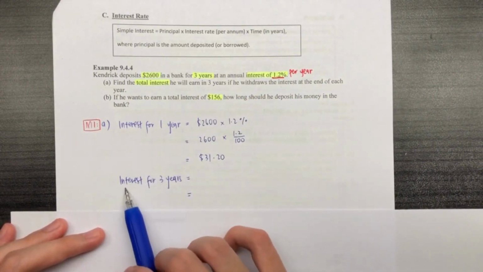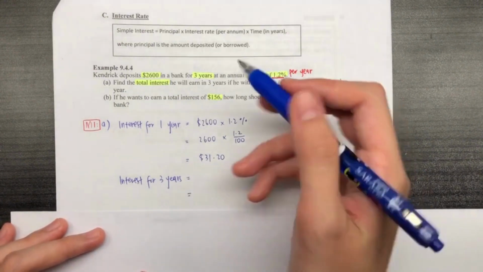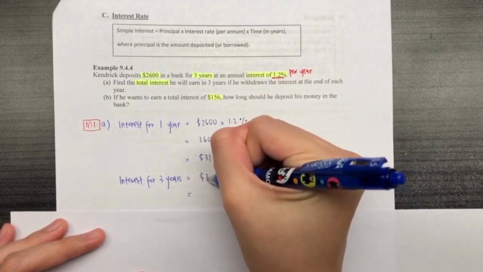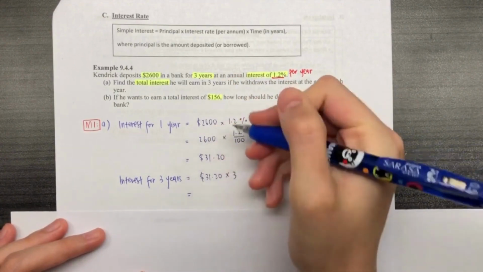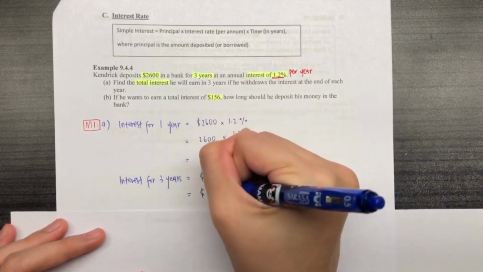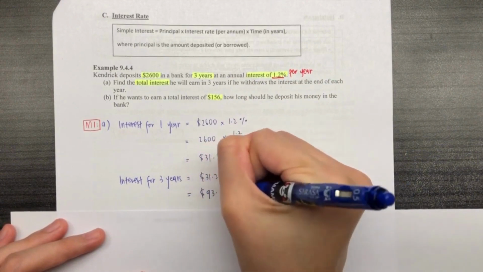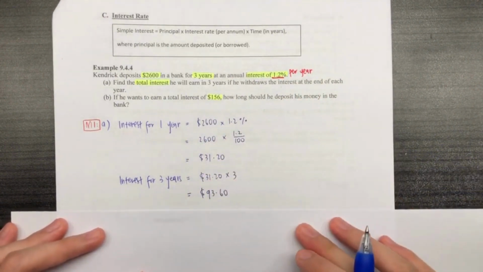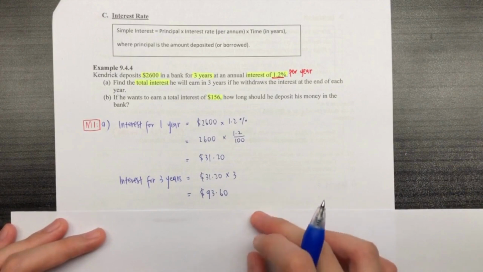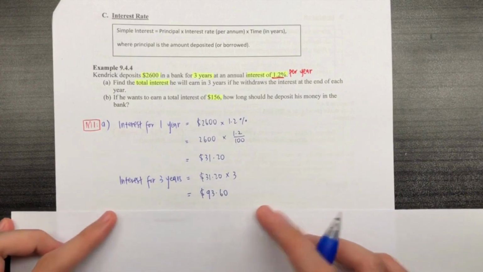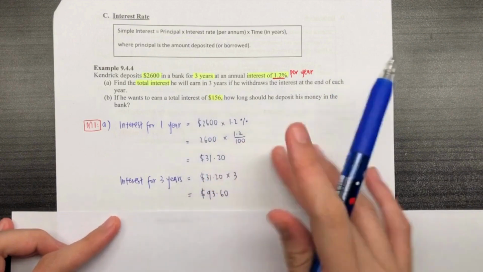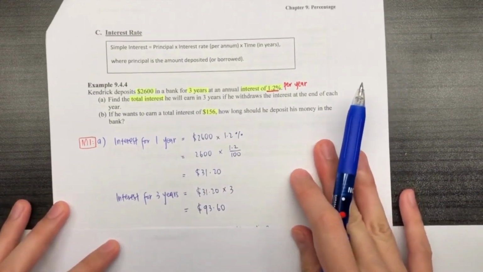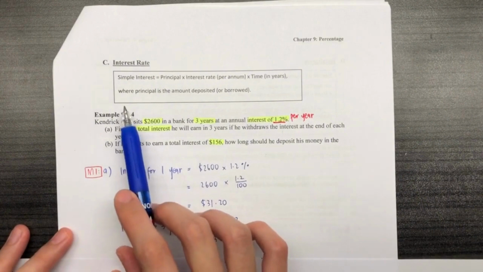Okay, so how do we find the interest for 3 years? Very simple. It will just be 31.20 times 3. Okay, so in this case it will be $93.60. Okay, so this will be the first method of how you can calculate the total interest he will earn in 3 years. Okay, there will be another method which will be using the formula on top.